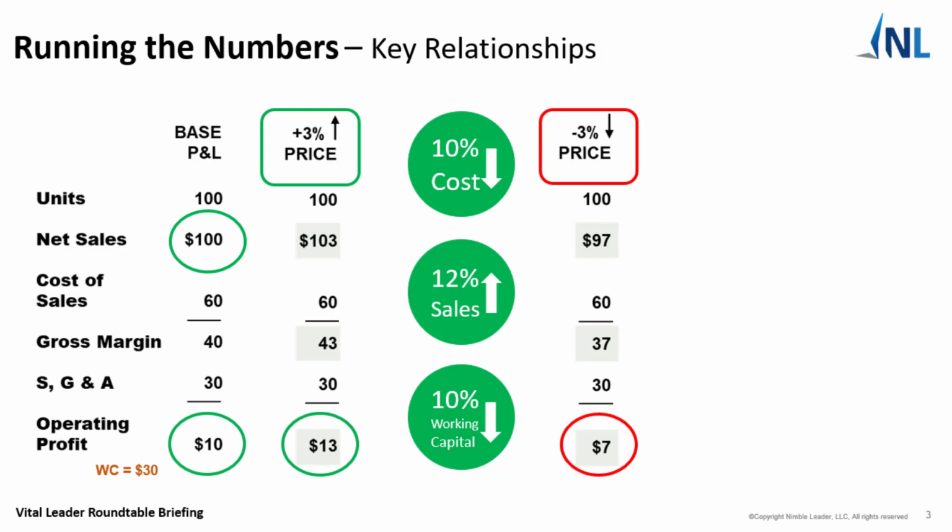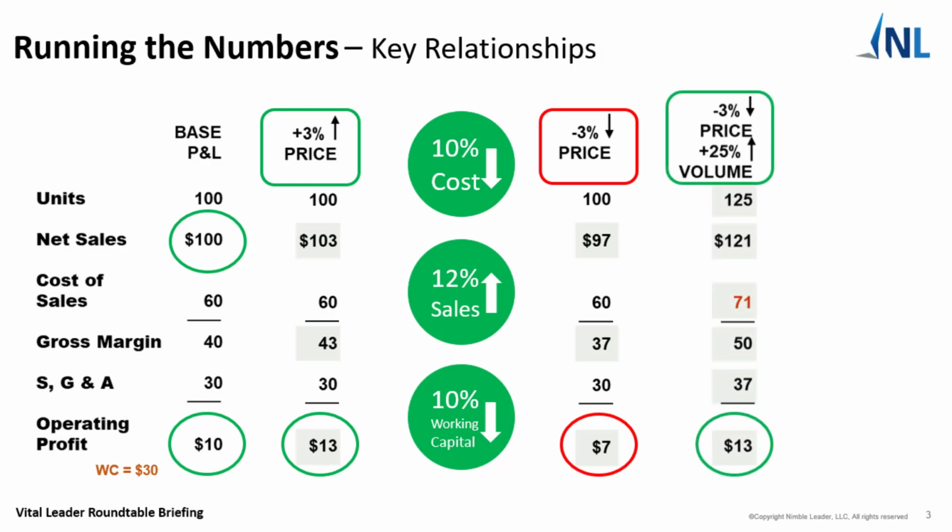We're having a difficult time. We need your help. We've been working with you guys for 10 or 15 years or longer. And so that's a difficult decision to make, and you have to be careful. Because if I cut price by 3%, the reality is I have to grow volume 25% to achieve the same level of profitability, $13, as I would with a 3% price increase.